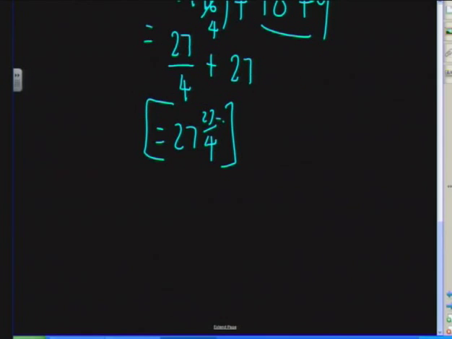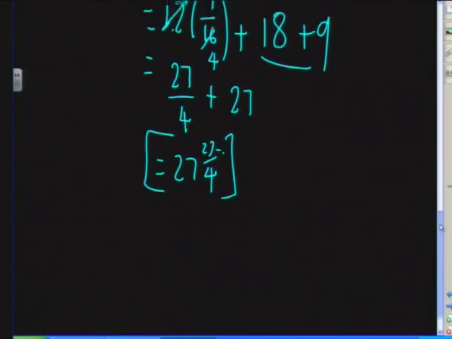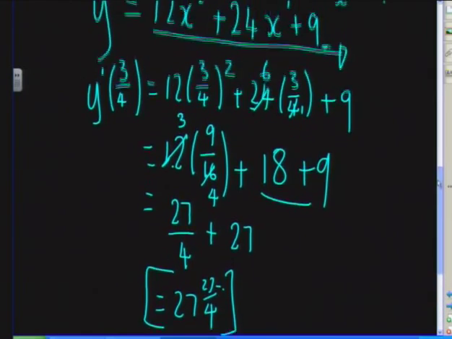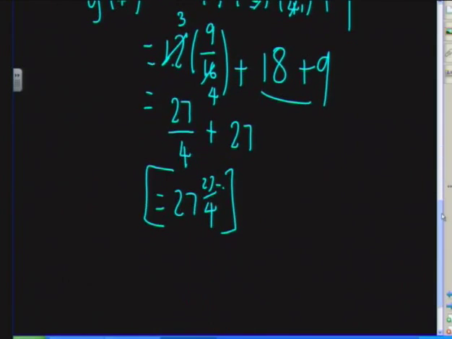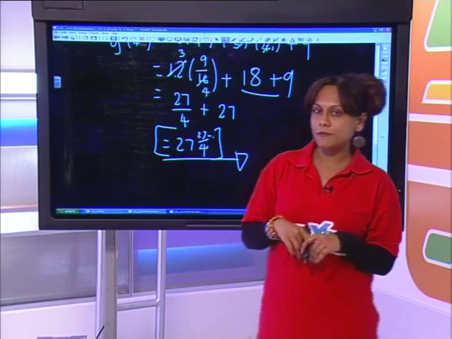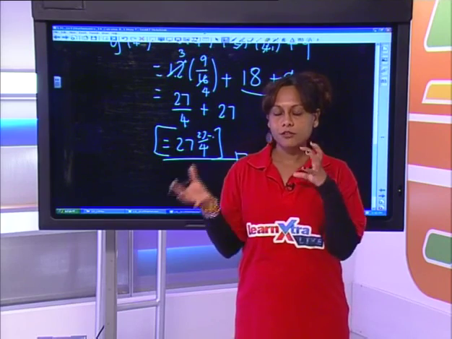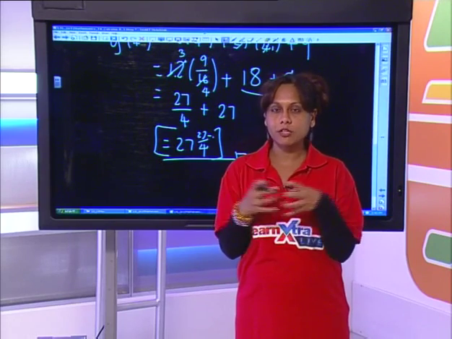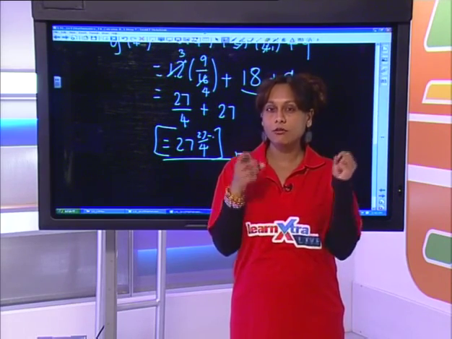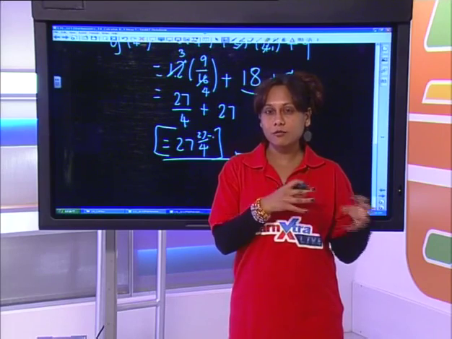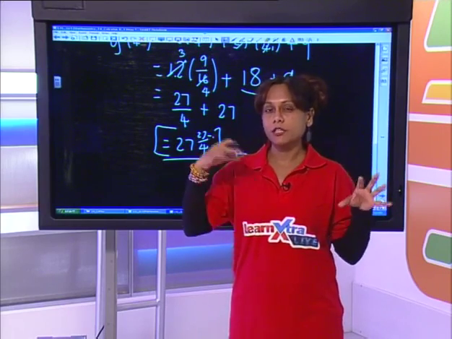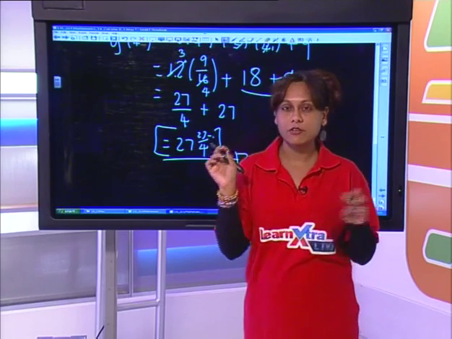Unfortunately, I don't have my calculator up at the moment, so I can't give you the decimal answer to that. But it'll be 28 comma a few decimal places. All right, so what have I found? It looks kind of strange, but what I've found is the gradient of the curve at the point of contact. So the gradient of the curve at the point of contact is going to be 27 and 27 over 4.